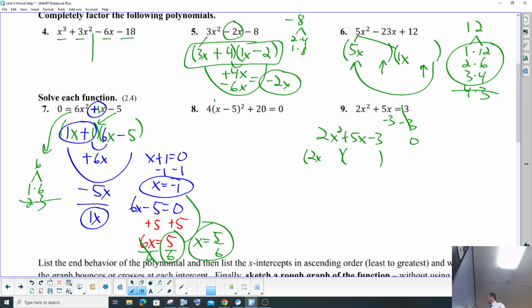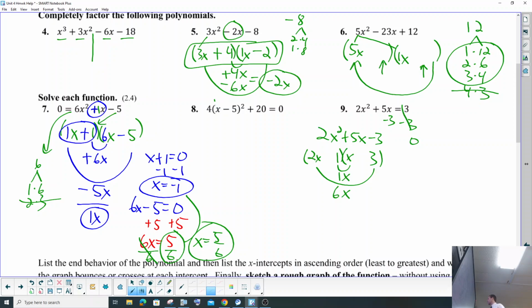So 2x and x, and then 1 and 3. Hey, it might work. Let's see. 3 times 2 is 6x. 1 times x is 1x. Ooh, this might work. What do you think? Pause me, try it on your own. What are the signs? Pause me, try it on your own.